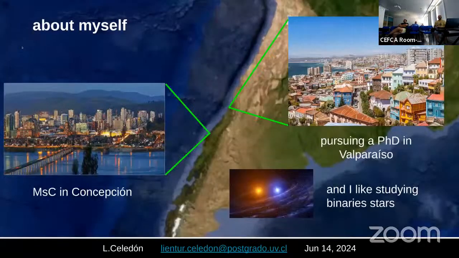So first I would like to introduce myself, as Juan mentioned. I'm from Concepción, this beautiful city in Chile. Currently I'm doing a PhD in Valparaíso. My area of research is stellar astrophysics, especially focusing on the study of binary stars.